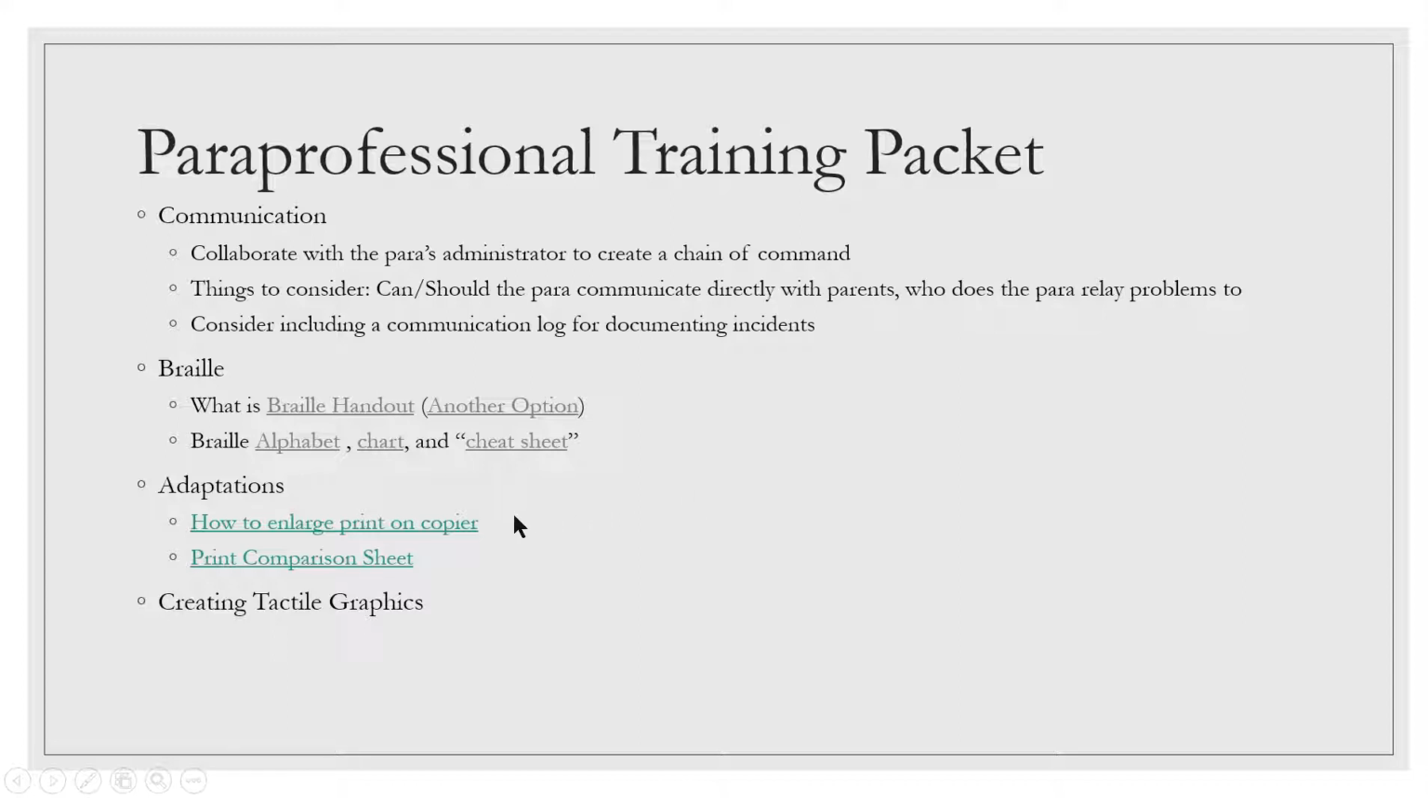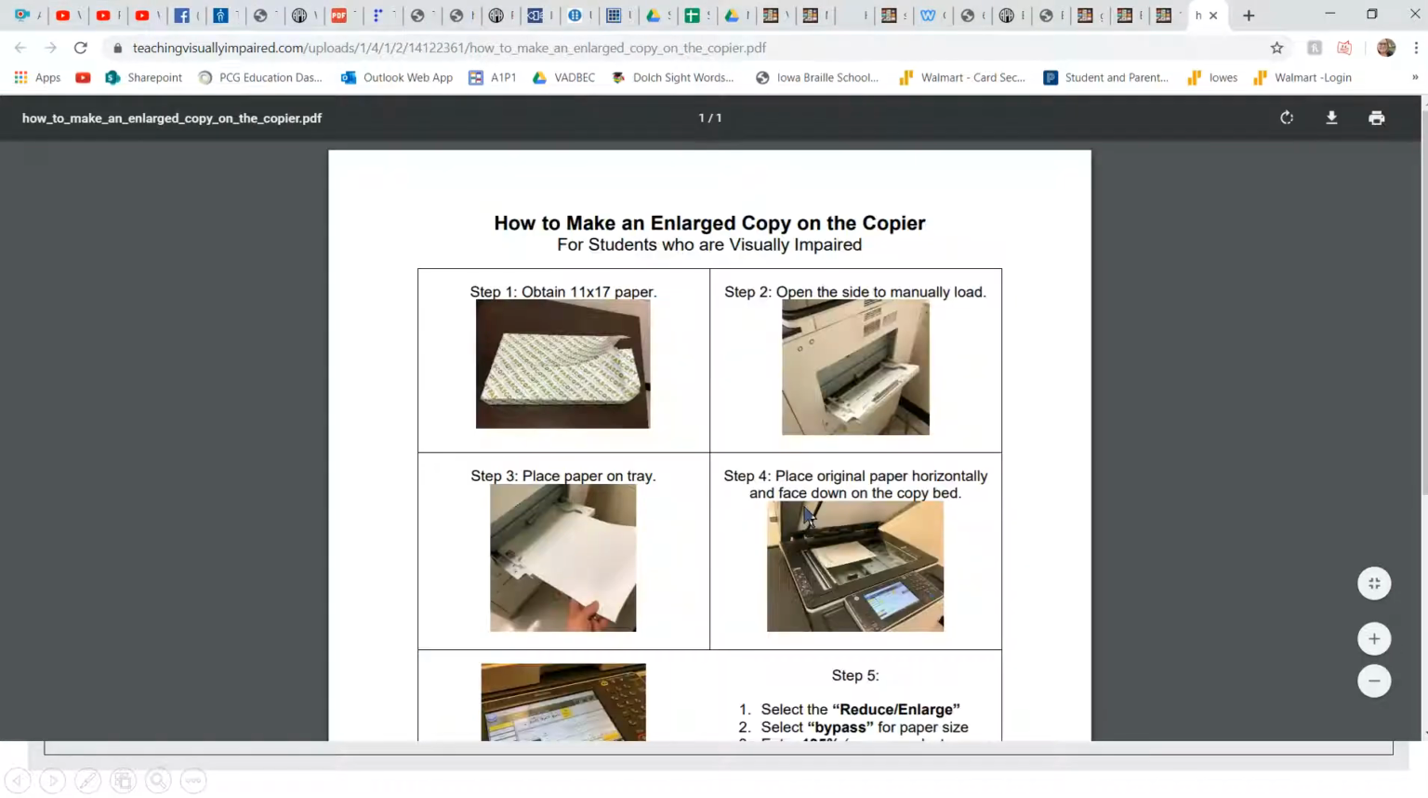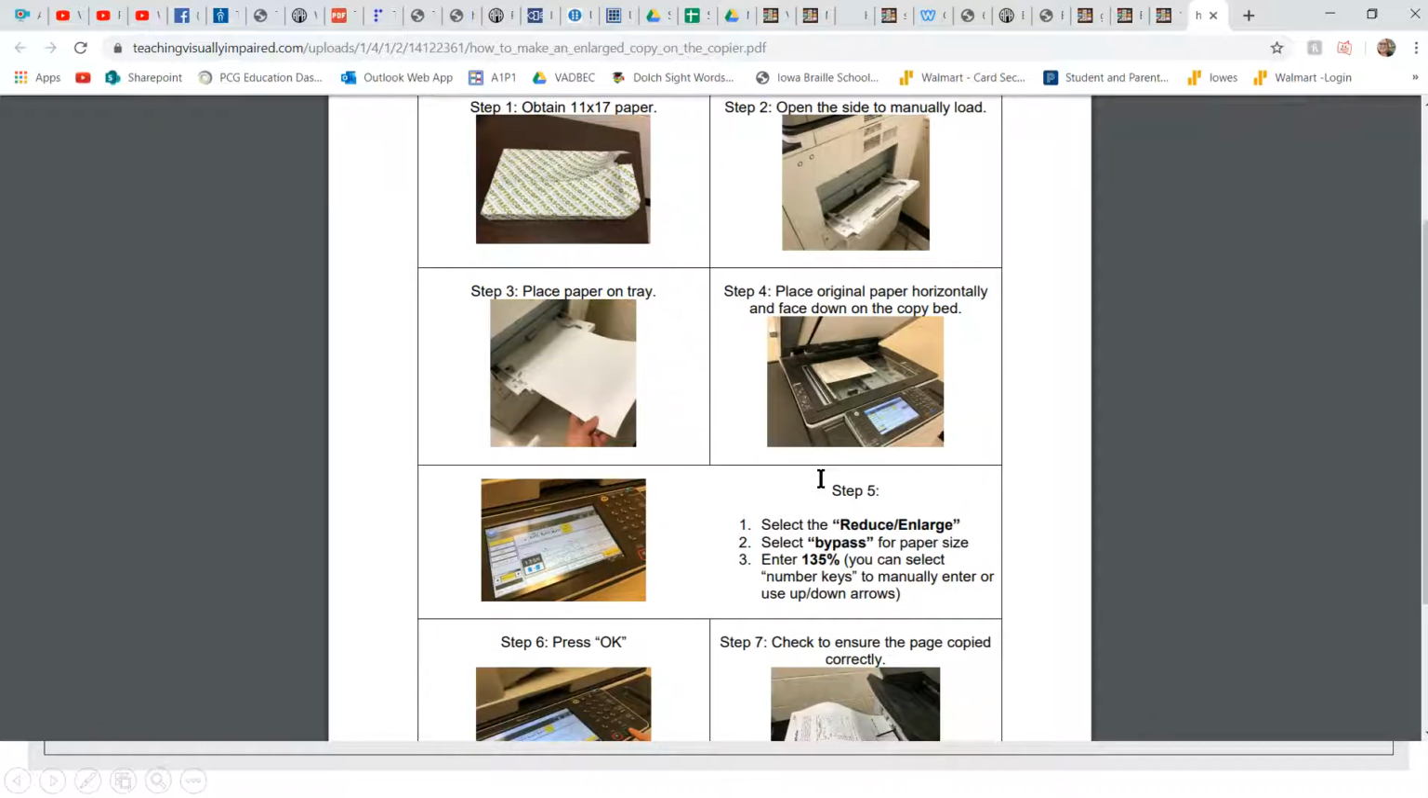I do like to include some things on adaptations. Obviously, we're going to train and provide more support in other areas, but this is just the introduction to their life as a paraprofessional. So I include this really neat thing from Teaching Visually Impaired. It's a document on how to make an enlarged copy on the copier, and it has some beautiful pictures.